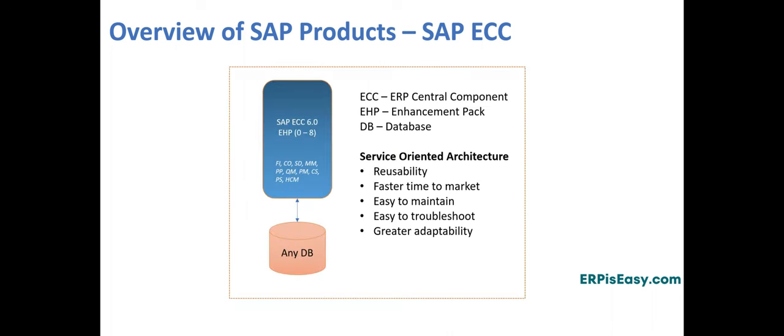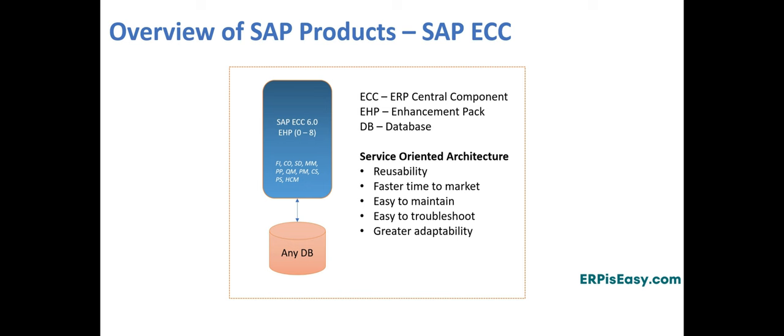While R/3 consisted of a three-tier architecture, SAP ECC was developed using service-oriented architecture. Service-oriented architecture, in short known as SOA, is a software development methodology that uses software components called services to create business applications. For example, some business processes within an organization require user authentication functionality. Instead of rewriting the authentication code for all your business processes, you can create a single authentication service and reuse it for all your applications.